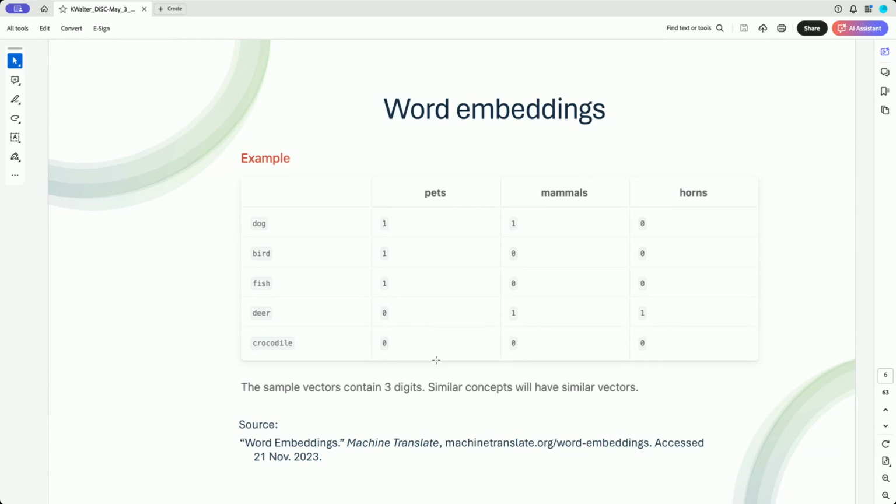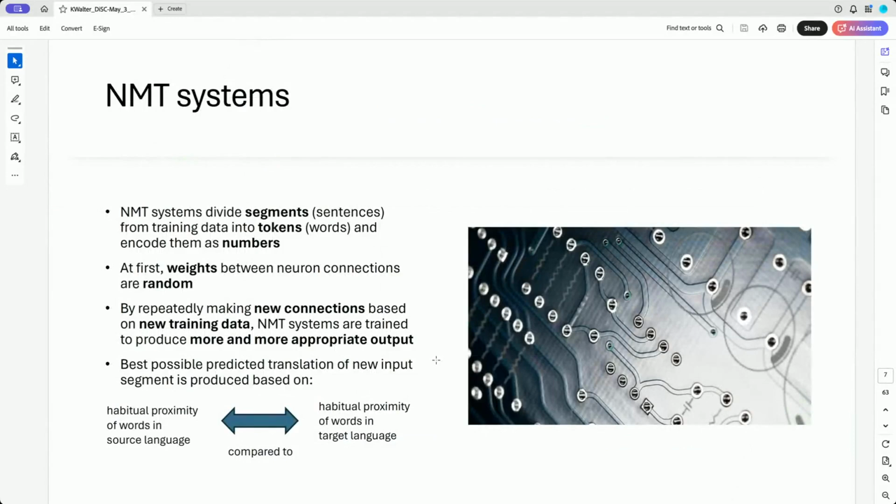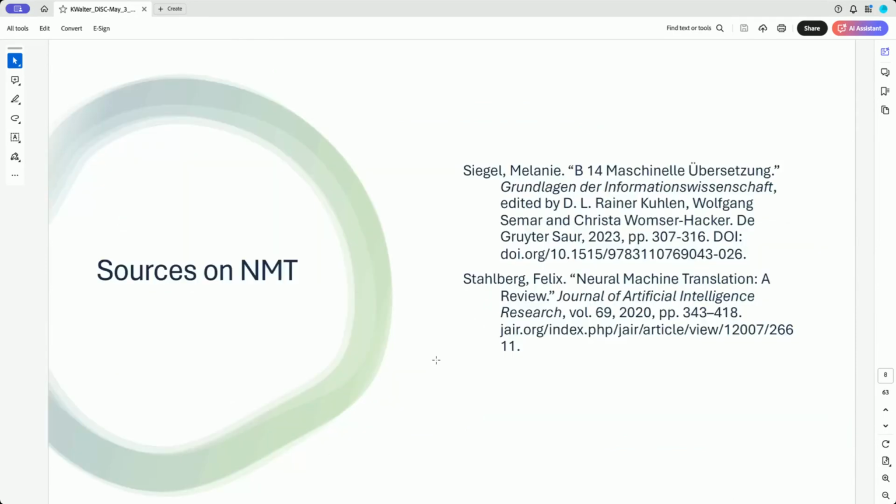I have to also say that I'm talking about this as somebody who's purely read about this and not programmed anything. Neural machine translation systems divide segments, which are usually sentences, from training data into tokens, which are normally words, and encode them as numbers. At first, the weights between these neuron connections are random, but by repeatedly making new connections based on new training data, NMT systems are trained to produce more and more appropriate output. And the best possible predicted translation of a new input segment is produced based on the typical proximity of words in the source language compared to the typical proximity of words in the target language.